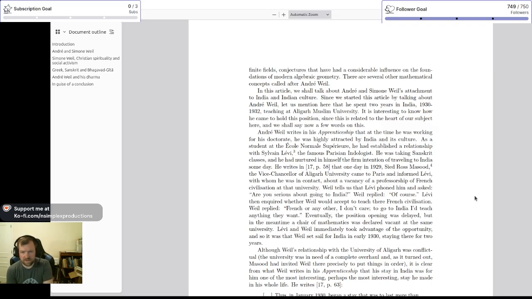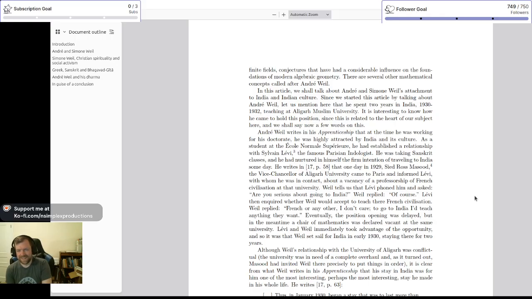He writes in 17 that one day in 1929, Ross Masood, the vice-chancellor of Aligarh University, came to Paris and informed Lévy, with whom he was in contact, about a vacancy of a professorship of French civilization at that university. Weil tells us that Lévy phoned him and asked, "Are you serious about going to India?" Weil replied, "Of course." Lévy then inquired whether Weil would accept to teach there French civilization. Weil replied, "French or any other, I don't care. To go to India, I'd teach anything they want."